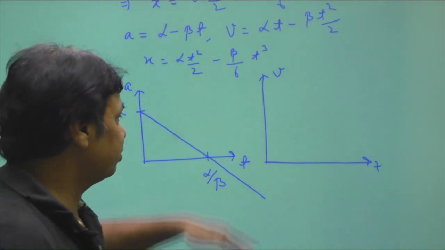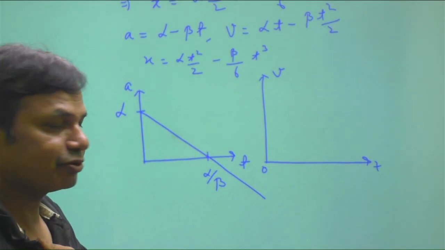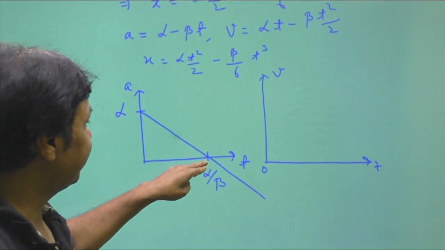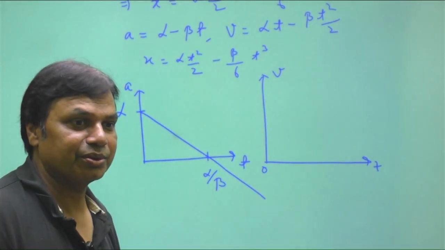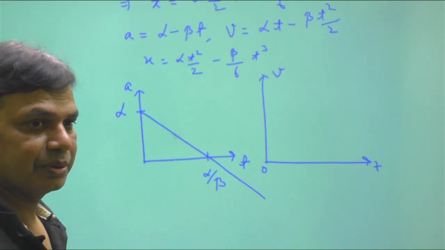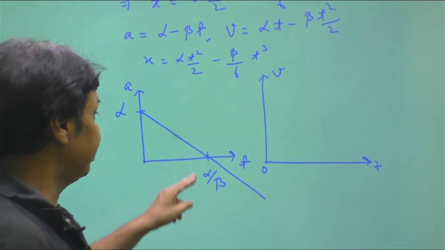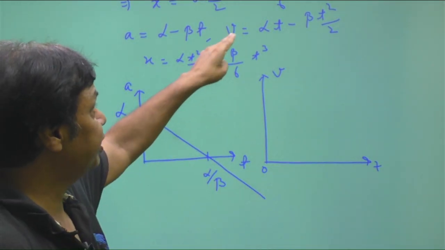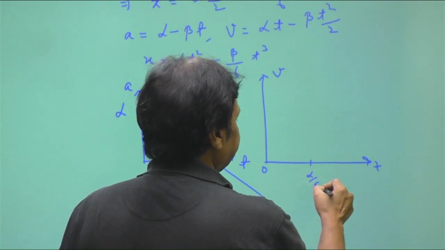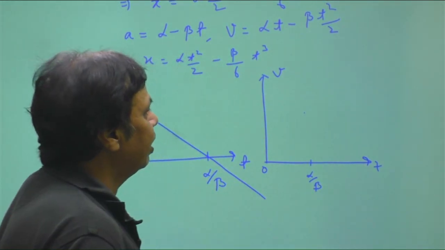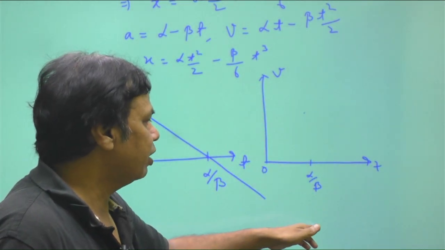At t equals 0, velocity was equal to 0, the first thing. So the graph starts from the origin, and at t equals alpha by beta, the acceleration was 0. That means dv by dt was 0. Acceleration is dv by dt, and it was equal to 0 when t equals alpha by beta. So at t equals alpha by beta, the v versus t graph will have a local maxima or a local minima as well.